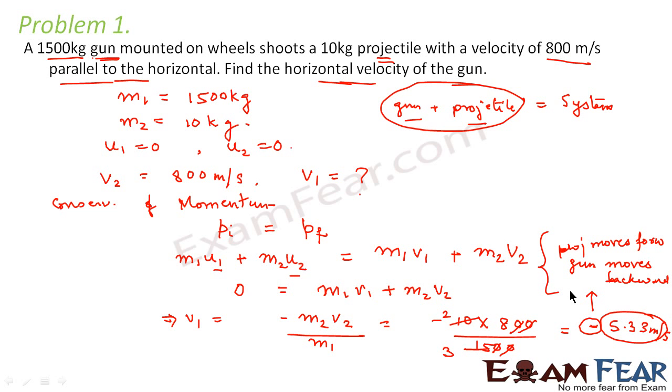So before the gun was shot, everything was at rest. Therefore, the velocity of the gun and the velocity of the projectile was 0. After the gun was shot, the velocity of the projectile was 800 meters per second, whereas the velocity of the gun was unknown. So then we have used the conservation of momentum law and we can calculate the value of velocity. Now let us have a look at the second problem.